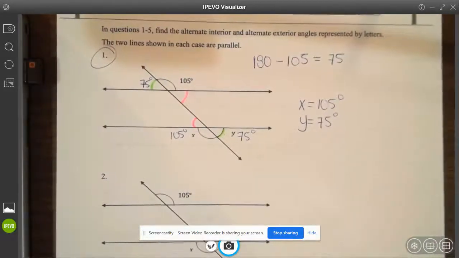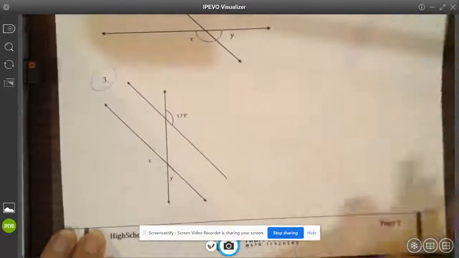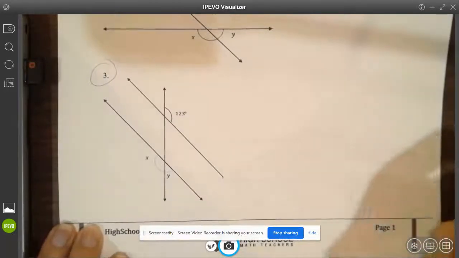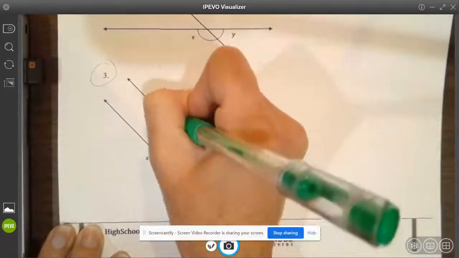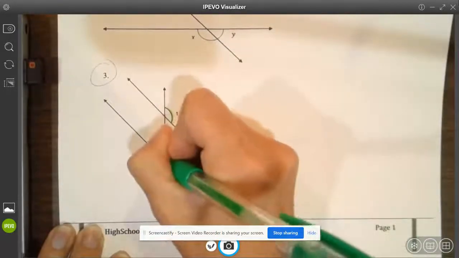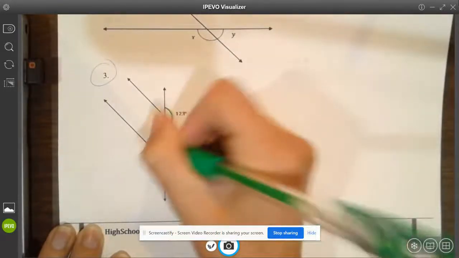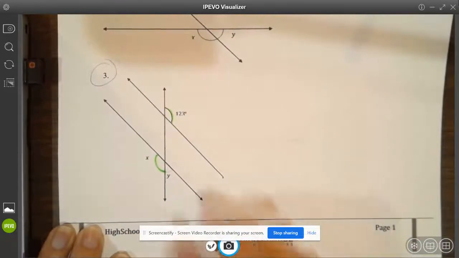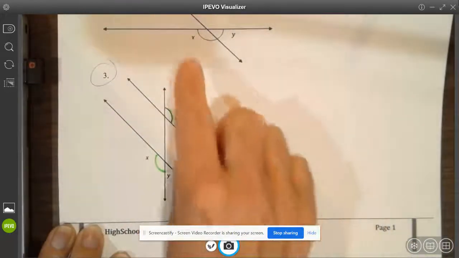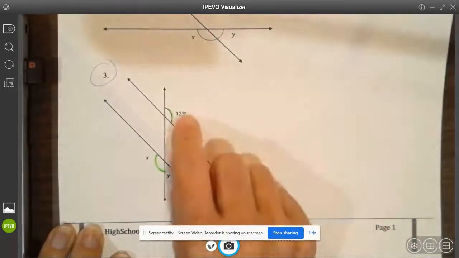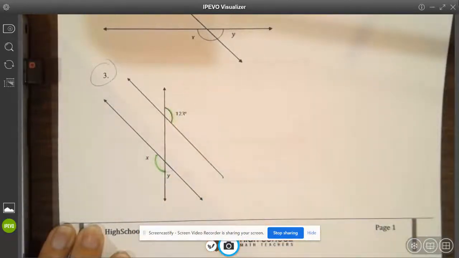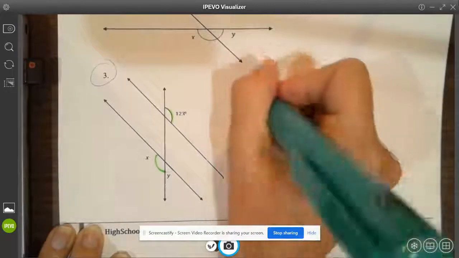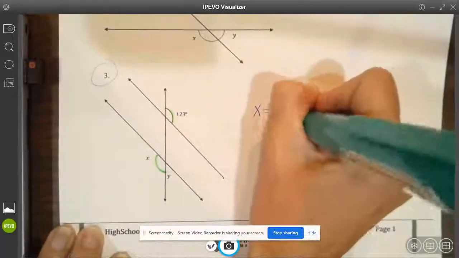All right. Let's try another one. So if this is 123, that means that this one is also 123, because they're alternate exterior, they're outside the parallel lines, and cut by a transversal. These two angles are alternate exteriors. They are the same measurement. So that means that x equals 123.